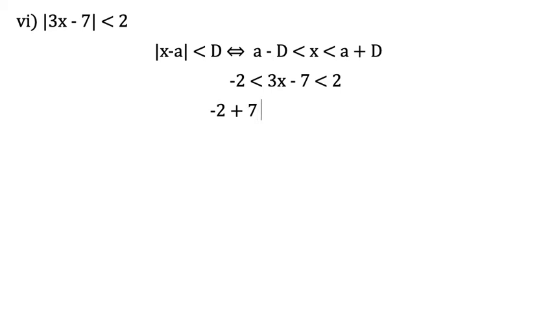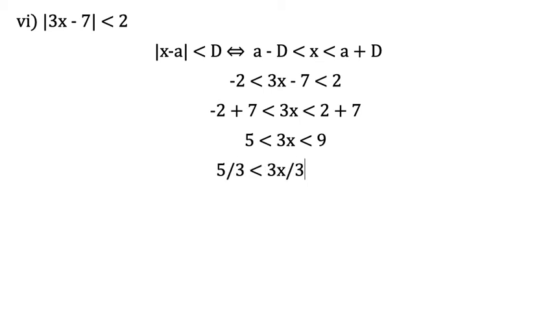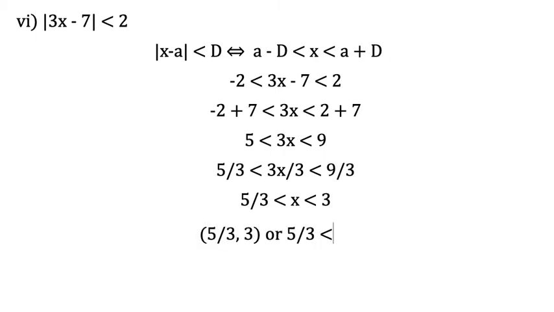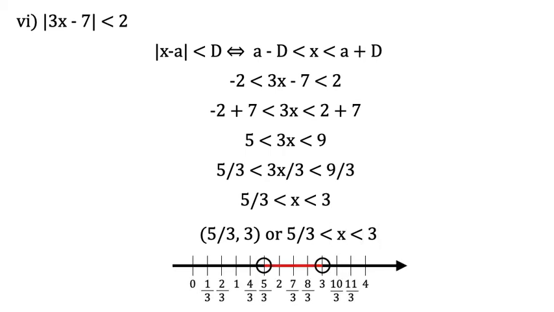Moving the 7, which is the a, to the other side, we would get minus 2 plus 7 is less than 3x, which is less than 2 plus 7. This would give us 5 is less than 3x, which is less than 9. Divide everything by 3, and we would get 5/3 is less than 3x over 3, which is less than 9/3. This would give us 5/3 is less than x, which is less than 3. So we can write parentheses 5/3, comma 3 end parentheses, or 5/3 is less than x, which is less than 3.